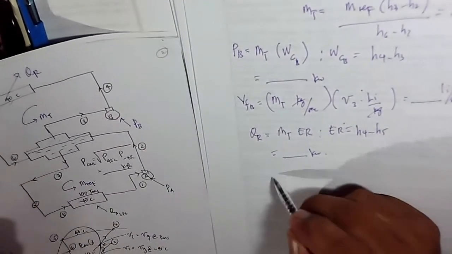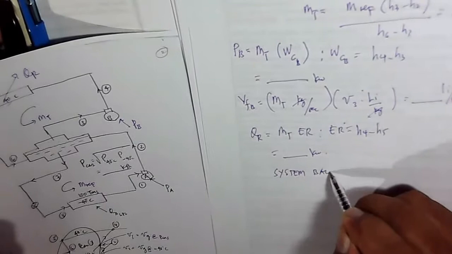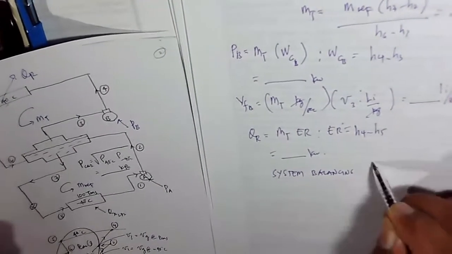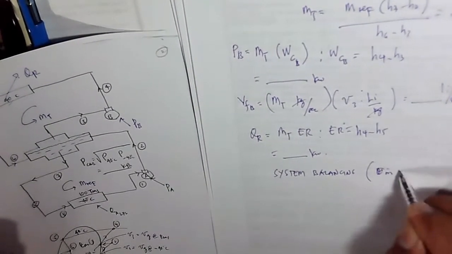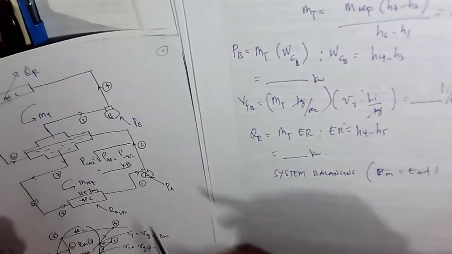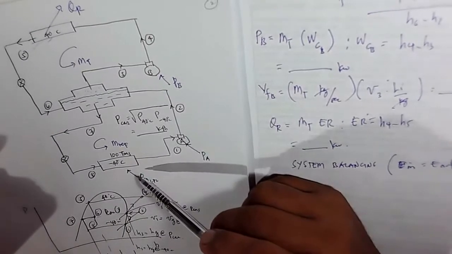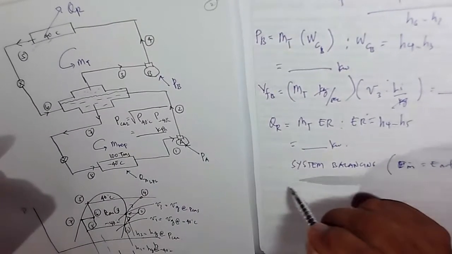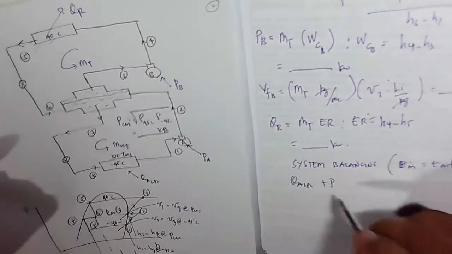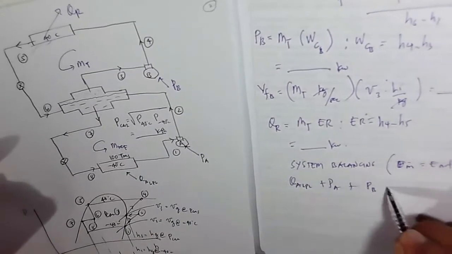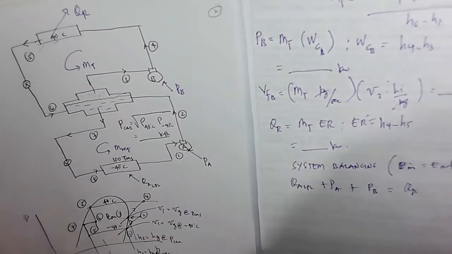Then you apply system balancing. Consider the whole system. Apply energy in, energy out, considering the whole system. So we have only this. The energy going into the system is simply QA low pressure loop plus the compressor A plus compressor B must be equal to your QR. So that is the balancing.